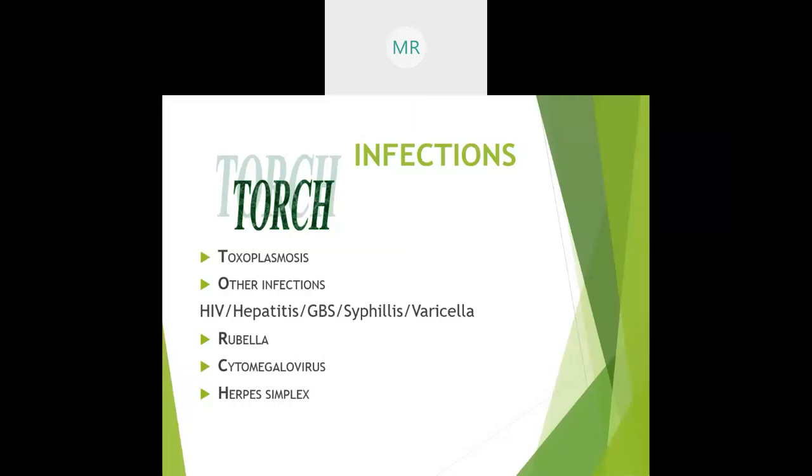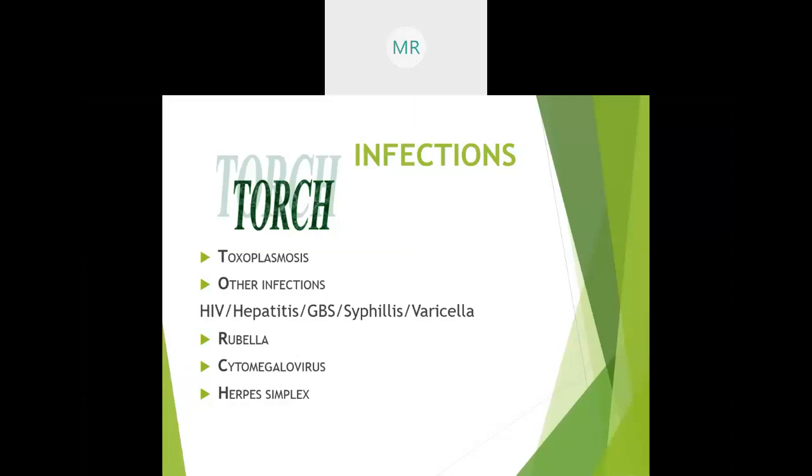O, for other infections, here's where we have HIV, here's where we have hepatitis, here's where we have GBS. Now, GBS is famous. You'll hear about GBS when I'm doing the labor and delivery lecture. It's group B streptococcus. It causes preterm labor, premature rupture of membranes, and it also causes UTIs, urinary tract infection, when you're positive for GBS.